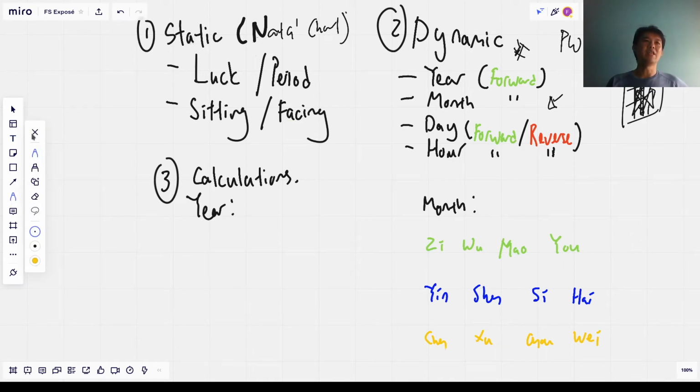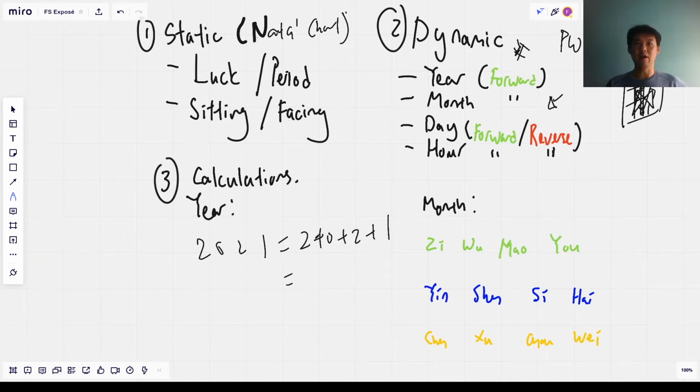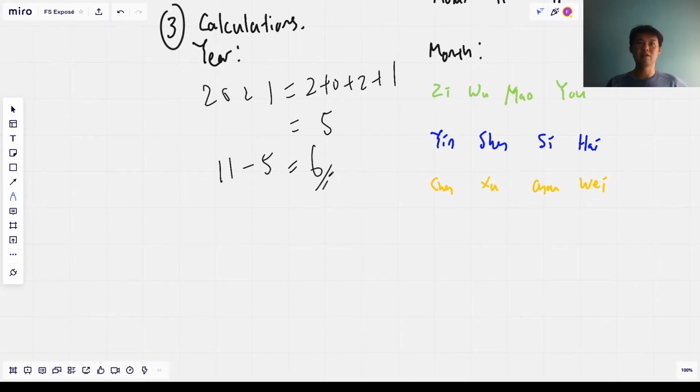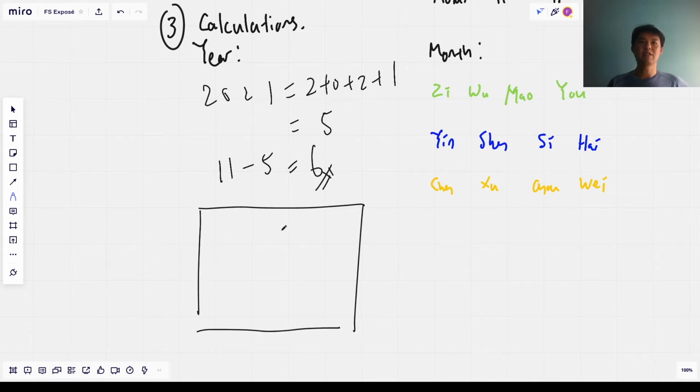The way to get the year chart is we take the year, for example, this year, 2021. Then we add up everything together: 2 plus 0 plus 2 plus 1, and we have 5. Then we take 11 minus 5, and we have 6. So what we have here is the number 6. Then what do we do with the 6? We use the 6 and plot it on the Luo Shu chart.